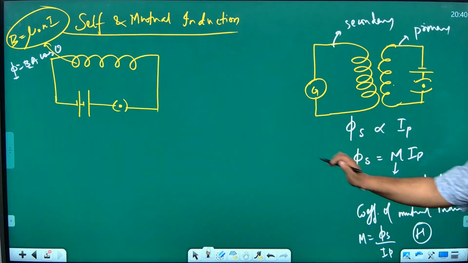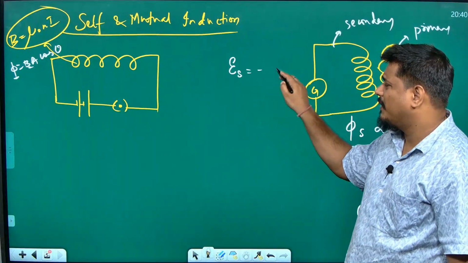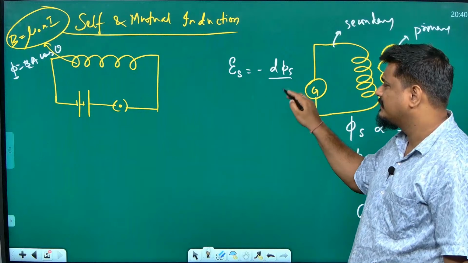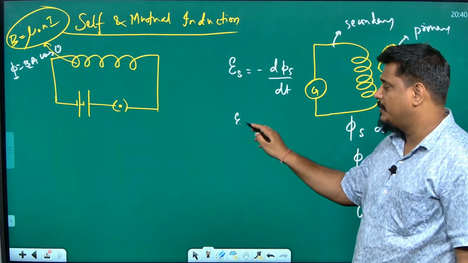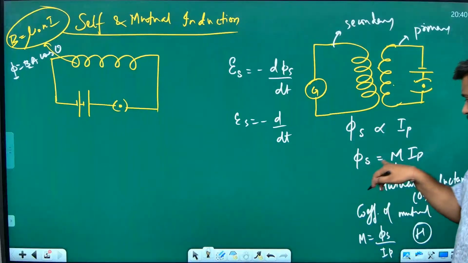We also know that EMF produced in the secondary coil will become minus d phi S by dt. So, E S will become equal to minus d by dt of phi S. What is phi S? M I P.